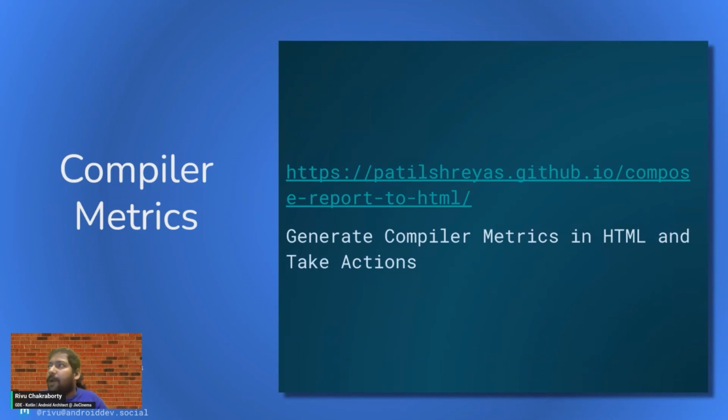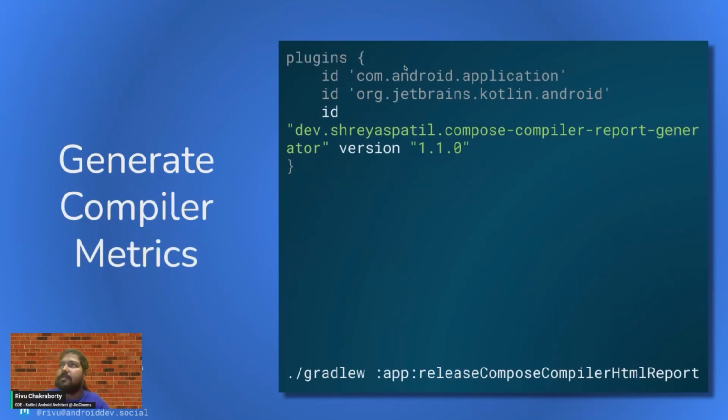Another way is to use compiler metrics. Compose comes with inbuilt compiler metrics, and you can generate a report with it. However, that report is not easily human readable. So my good friend Shesh Patil, who is also from India and works at Paytm, created a separate HTML report generator, which uses the Compose-provided report generator and then converts it to human-readable HTML. I personally prefer using that. You can add it to your code base like this, just add it like a plugin, and then you can run this command.